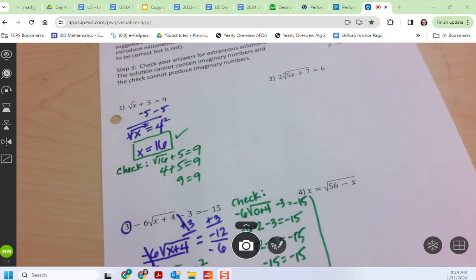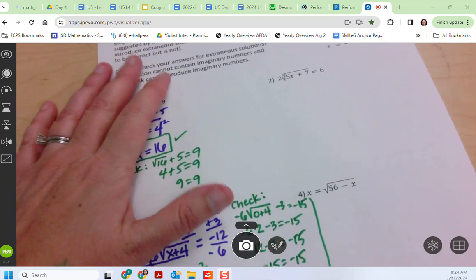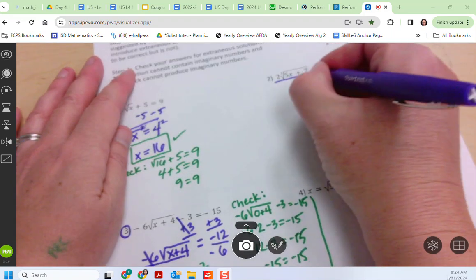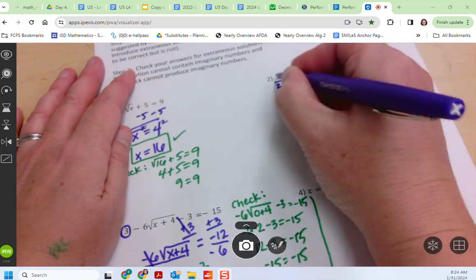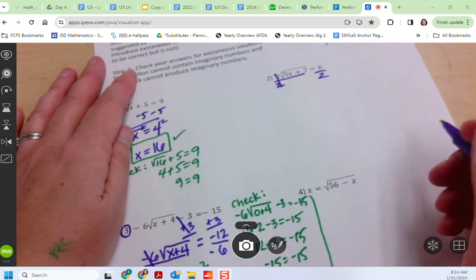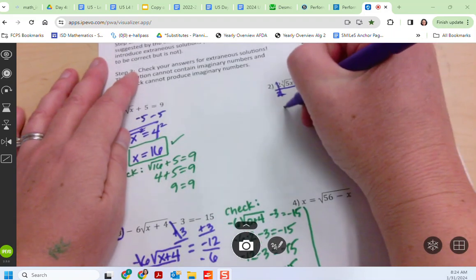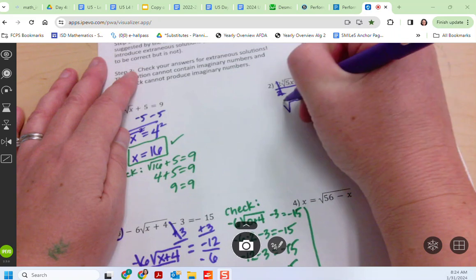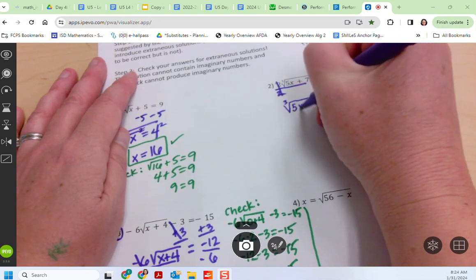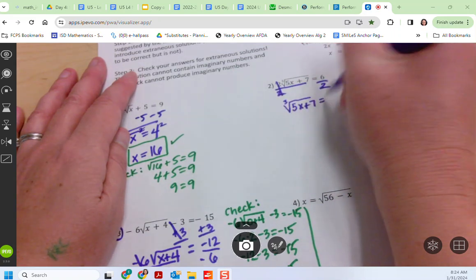All right, next one. We have that extra 2 on the outside. Yumna, what should we do to get rid of that 2? Divide. Very good. All right, so let's divide both sides by 2. And on the left side, I have my cube root isolated. Cube root of 5x plus 7 equals 3.